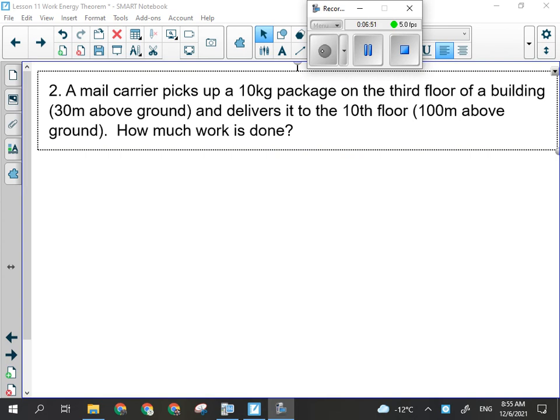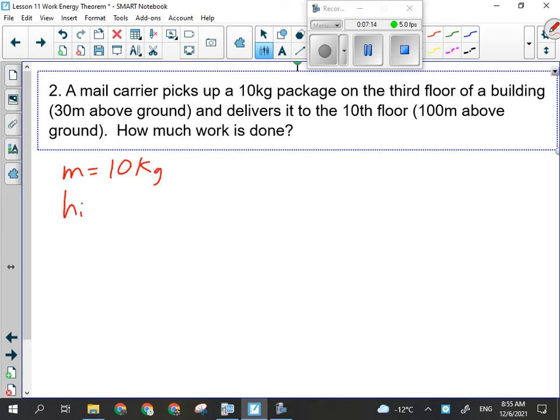All right, so work energy theorem problem. First thing we want to do is write down our givens. So a mail carrier picks up a 10 kilogram package. What did they just give me there? Mass. On the 3rd floor of a building, 30 meters above the ground. What did they give me there? They gave me the initial height. And delivers it to the 10th floor, which is 100 meters above the ground. Final height.